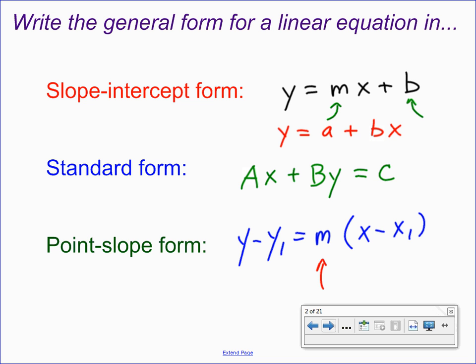And then x sub 1 comma y sub 1 is any point on the line. It doesn't have to be a y-intercept. It can be anywhere on the line. Awesome. Well, that was a quick and dirty review back from Unit 2, Semester 1. I'm glad we had this.